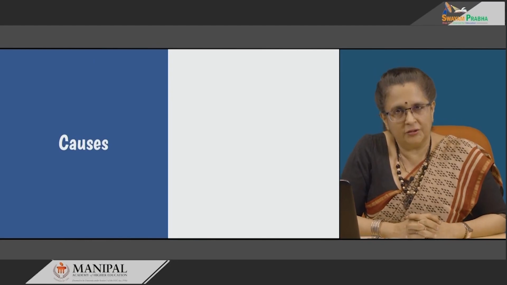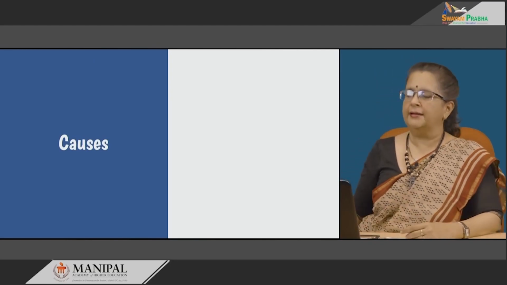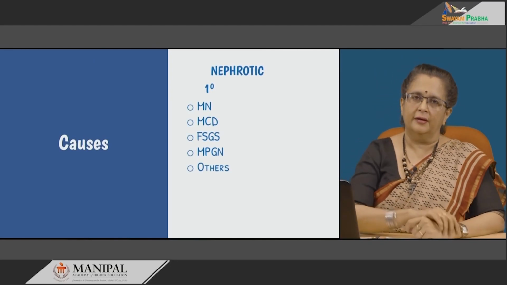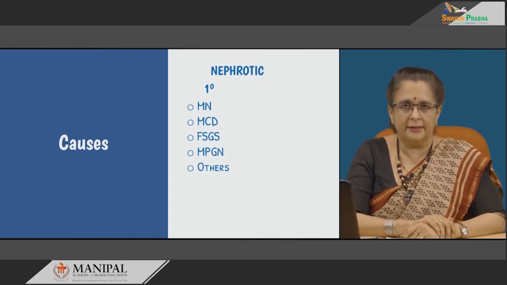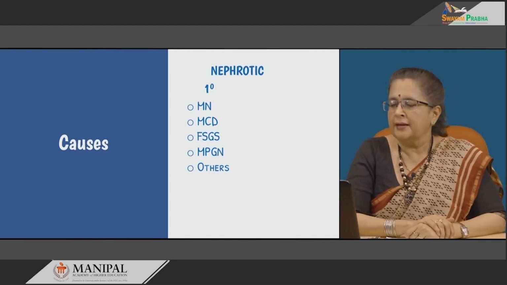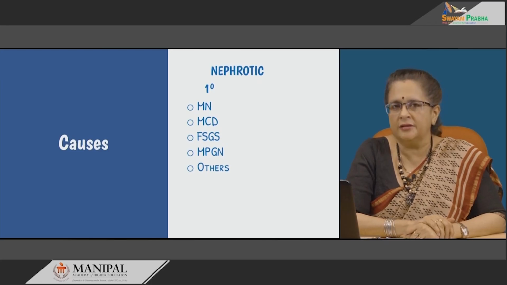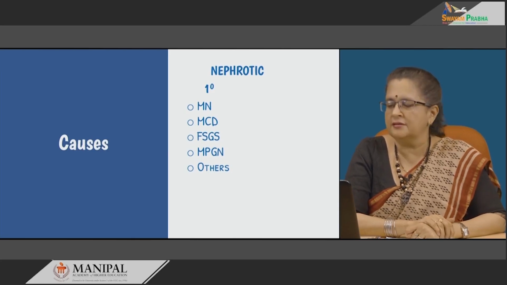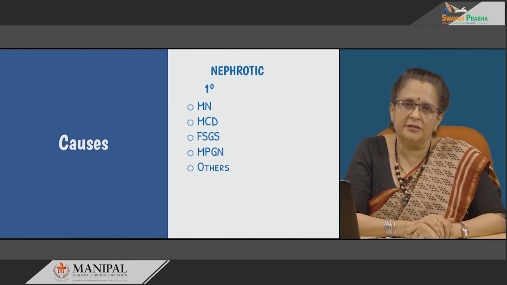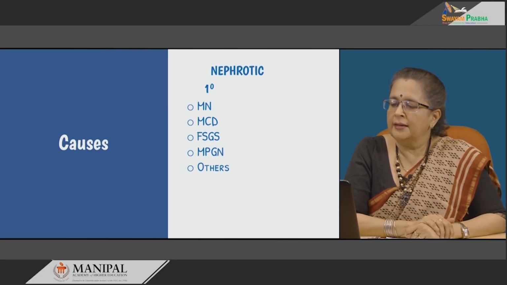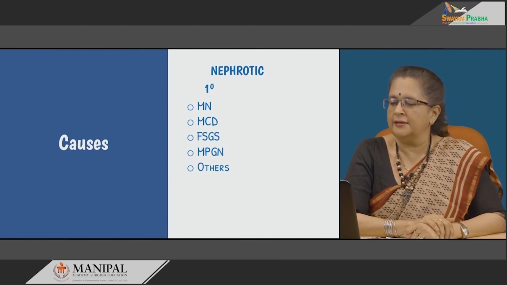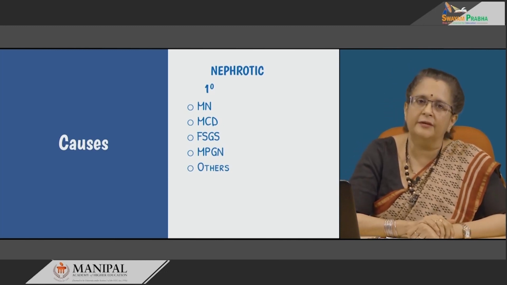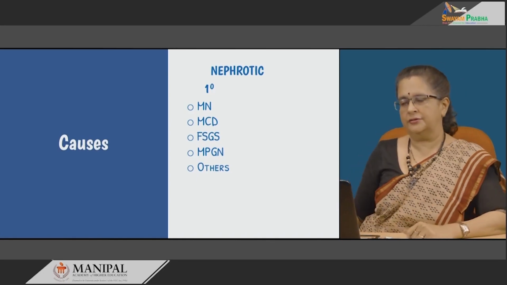Causes for nephrotic syndrome can be both primary and secondary. Amongst the primary causes we have the most important ones like membranous nephropathy, minimal change disease. Membranous nephropathy is usually seen in adults, minimal change disease in children. FSGS, or focal segmental glomerulosclerosis, is another important cause of nephrotic syndrome seen in adults. Then membranoproliferative glomerulonephritis and others like, for example, IgA nephropathy can cause nephrotic syndrome.